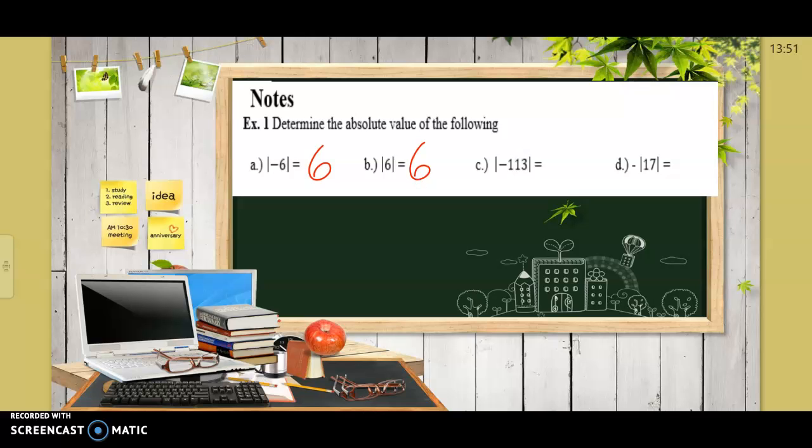3-digit numbers. What is the absolute value of -113? Samantha. 113. Very good. And then the last one, just wanted to throw this in there. If we have the absolute value of 17, but the negative is on the outside, the absolute value of 17 is 17, but this would be equal to -17. Just be careful of that. Okay? All right. What 6th grade teacher did this remind you of?